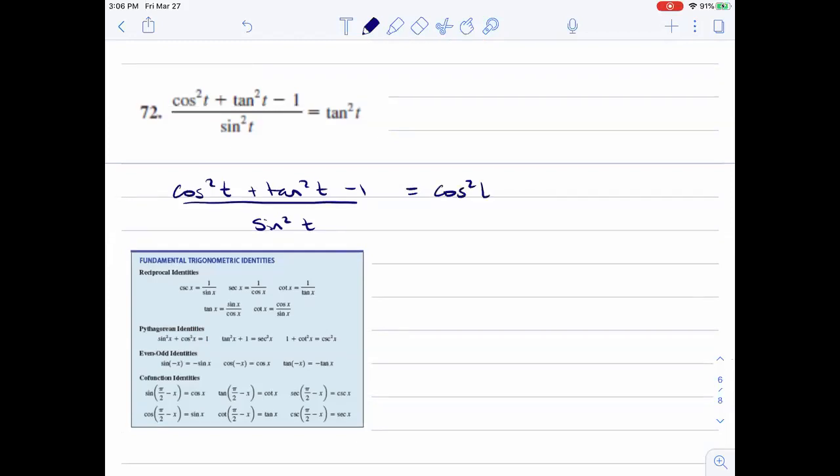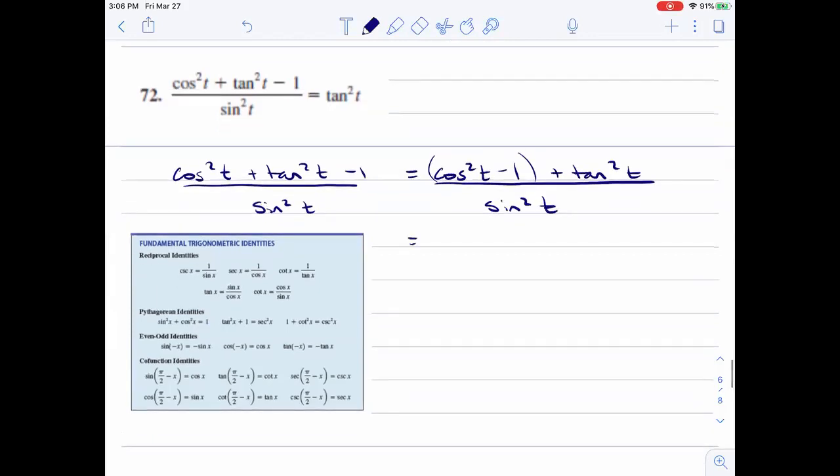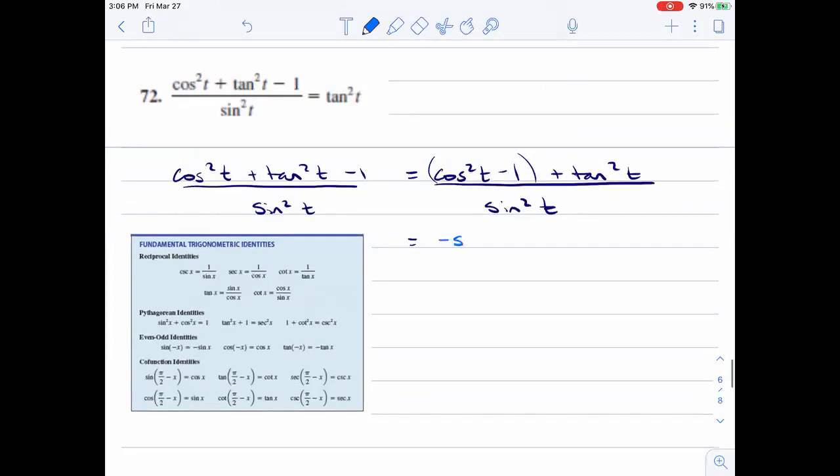So I've got cos squared t minus 1, all right, just kind of grouping those together, plus tan squared t over sine squared t. All right, I want to replace cos squared t minus 1 with negative sine squared t, plus tan squared t over sine squared t. Okay.